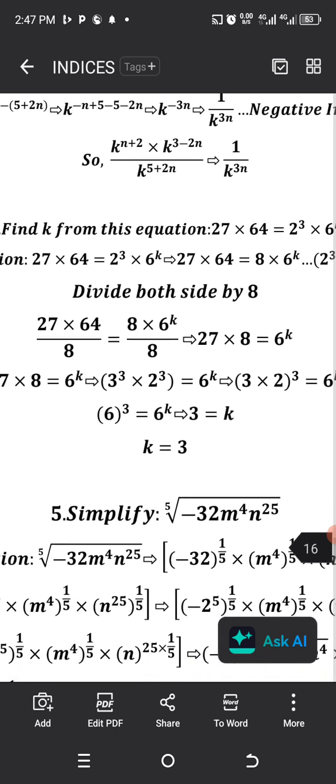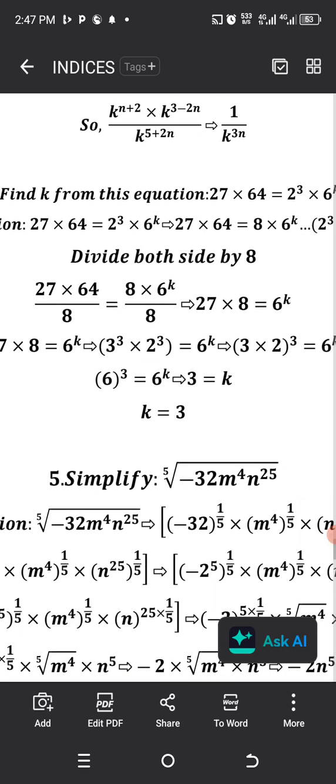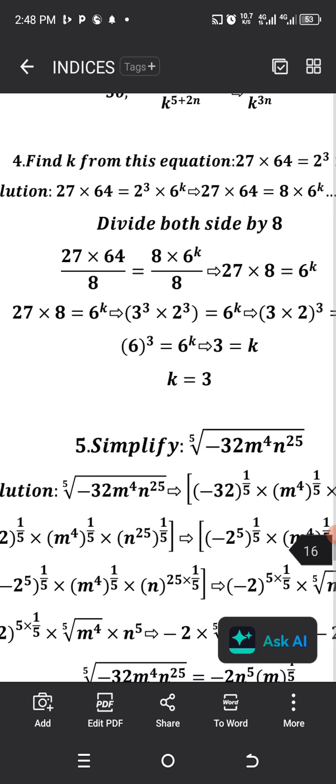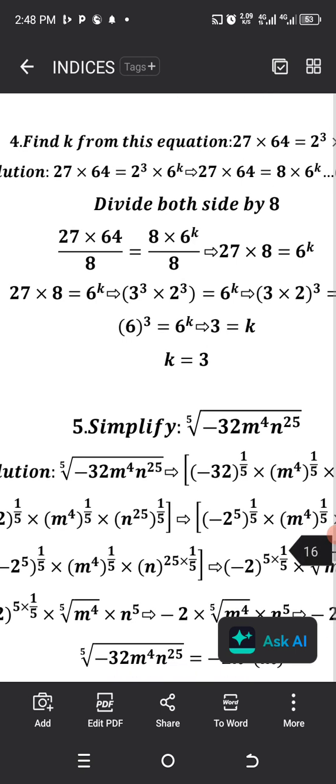So you divide both sides by 8. So that will be 27 multiplied by 64 all divided by 8. And eventually it will be 27 multiplied by 8, which is equal to 6 raised to power k, because 64 divided by 8 is 8. Then you can now change that to the indices format. So we now have 27 is now 3 raised to power 3, multiplied by 8 is now 2 raised to power 3. Everything equals 6 raised to power k.